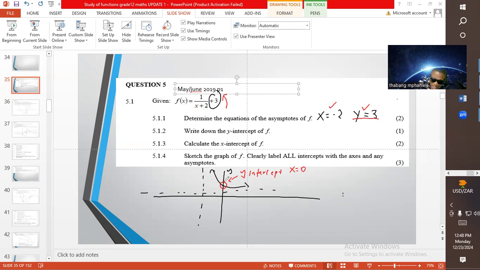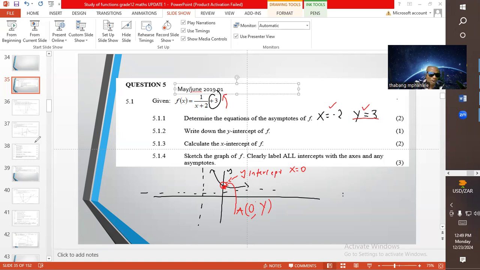So if we were to call this point A, where the graph cuts the y-axis, we say, okay, at that point, the x-coordinate is zero. So we will have to calculate the coordinate of y. So please recall this: at the y-intercept, the x-coordinate is always zero. So we're going to go to our equation of f of x, where we see x, we put zero because we are looking for the y-intercept.